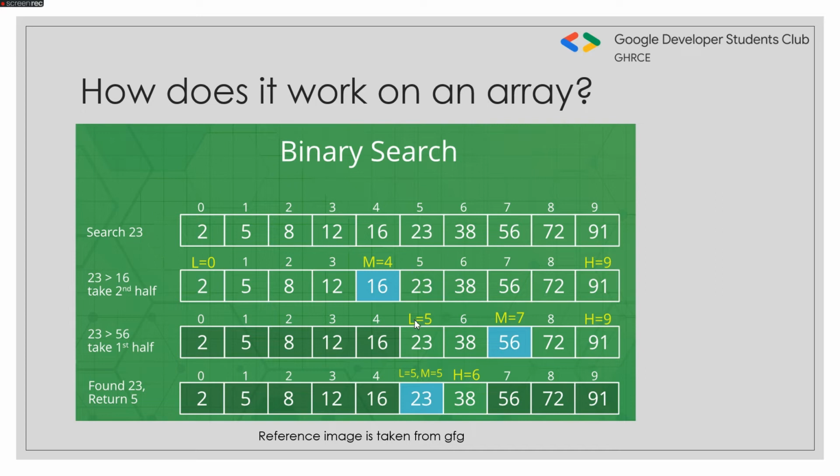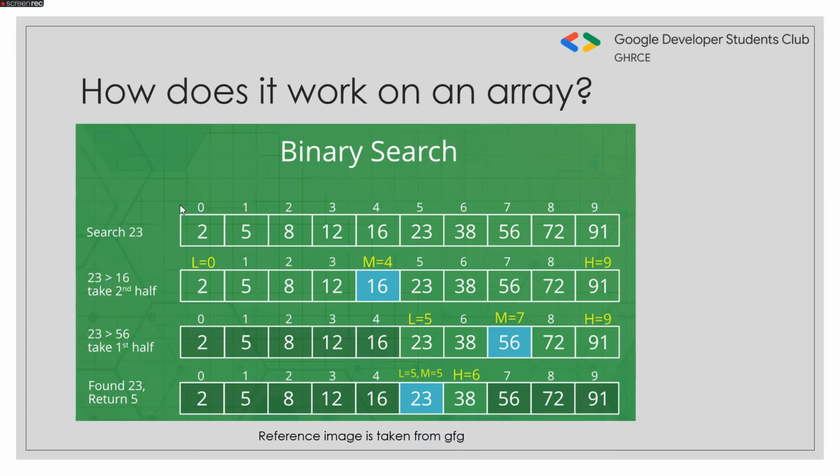In this case our low will point to 23. Now what we will do, we will again take the average of the low and high and calculate the middle, which is 5 plus 9, which is 14. So 14 by 2 is 7. So our middle element will be 7.